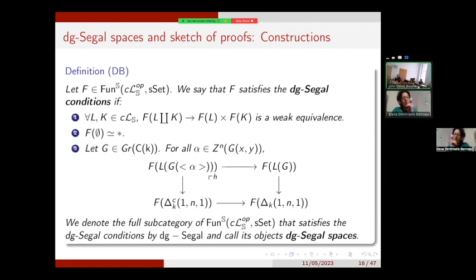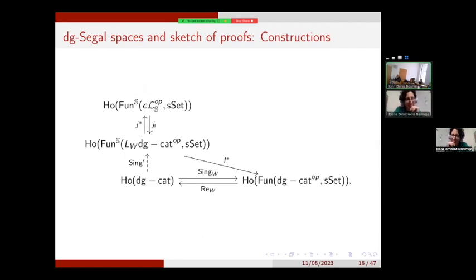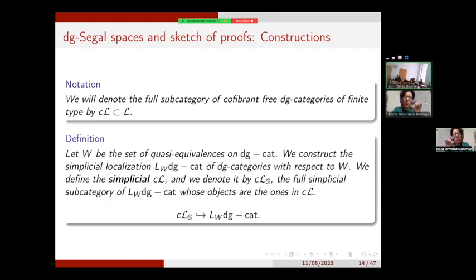I'm sorry, can I ask again? Yep. What are the objects of CLS again? CLS, yeah. So we start, CL is cofibrant free DG categories of finite type. Then we do the simplicial localization of DG categories by the quasi-equivalences. And we take the full simplicial subcategory of the free DG categories of that. Okay, yeah, thank you. Is that okay? Yeah. Perfect.